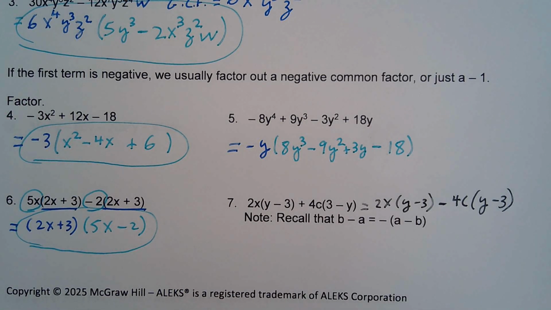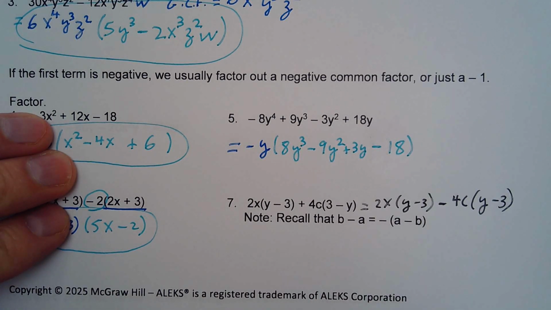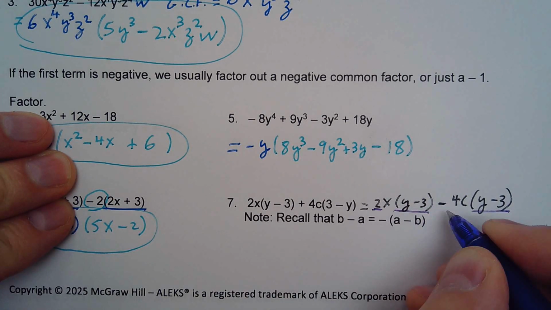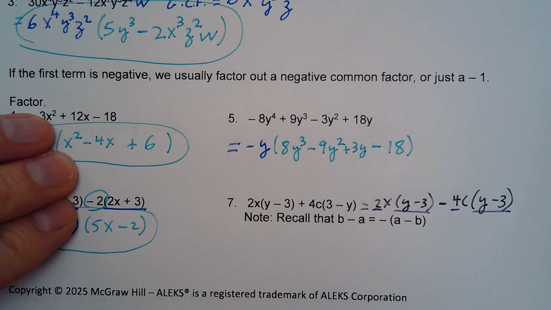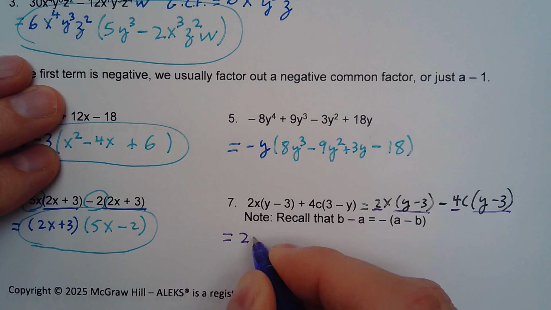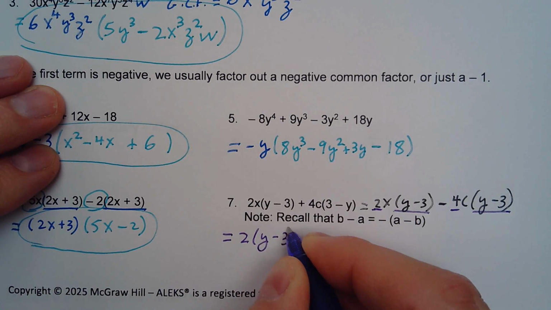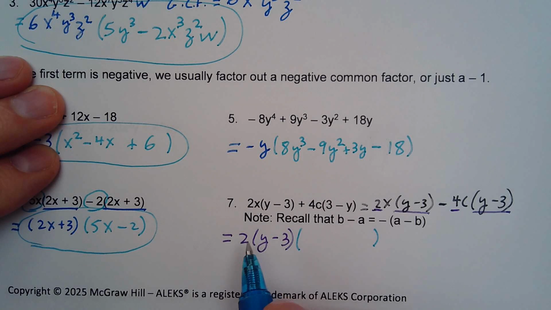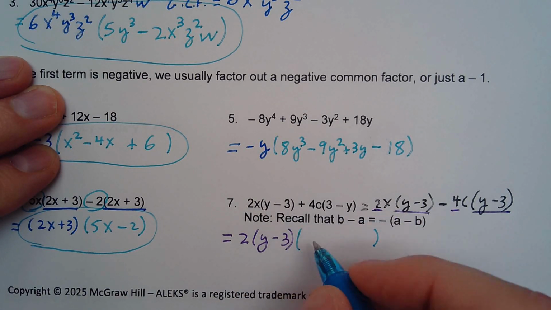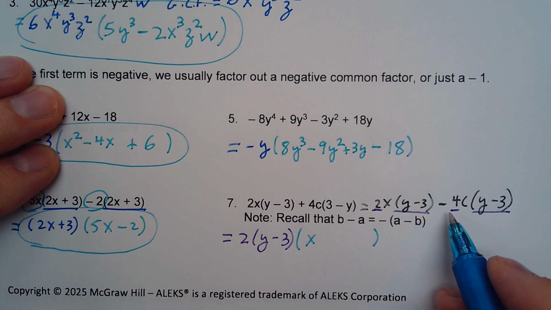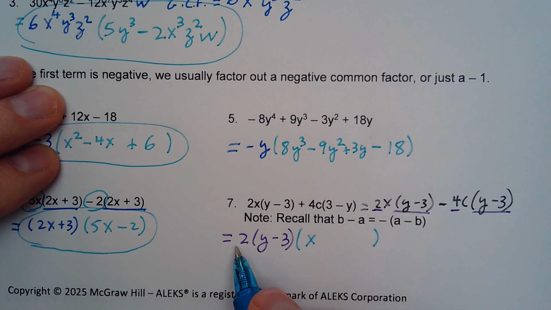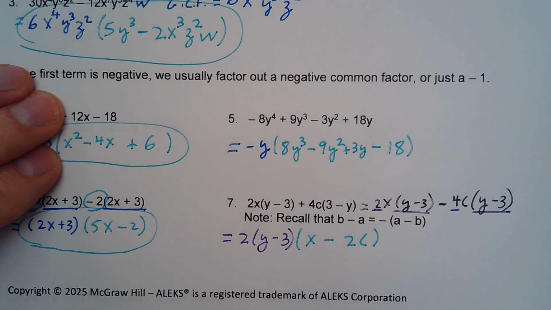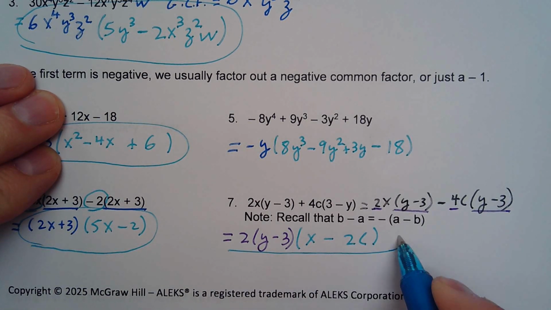So now looking at my greatest common factor, not only do I have the y minus 3, but look at the 2 and the 4. They have a common factor of 2. So my GCF here is going to be 2 times y minus 3. And I'm going to gather my leftovers. So I just get an x for that first term. For the second one, 4 divided by 2 is 2, so that's going to be minus 2c. Just bring down the c. And then that would be our answer.